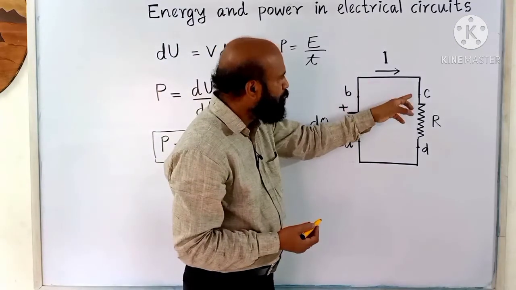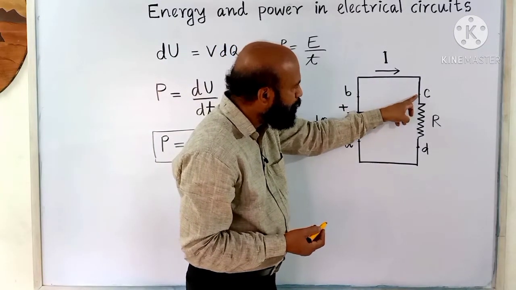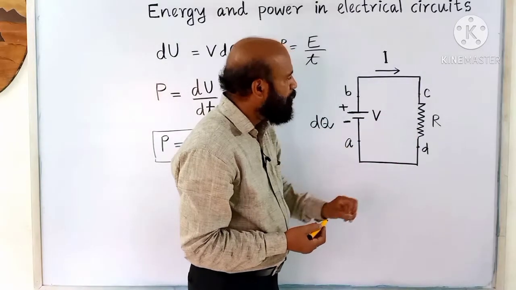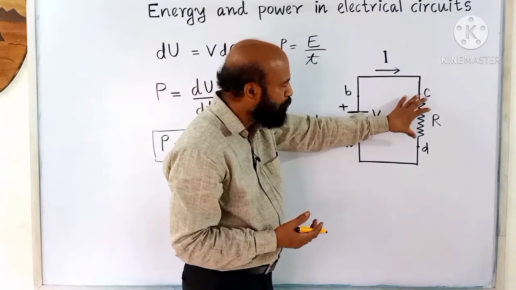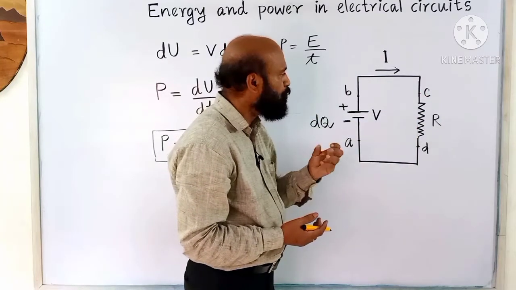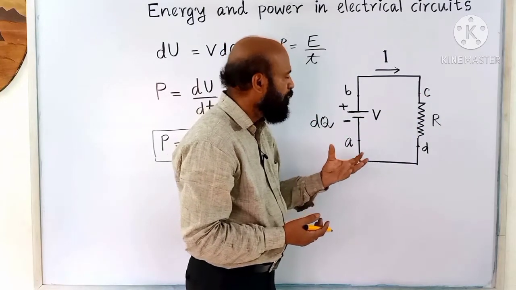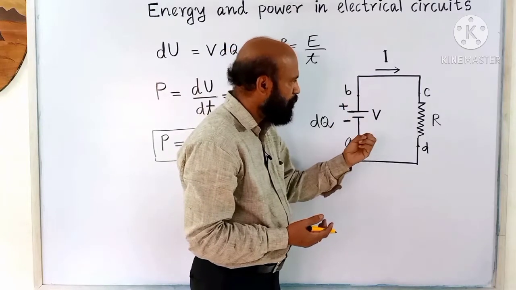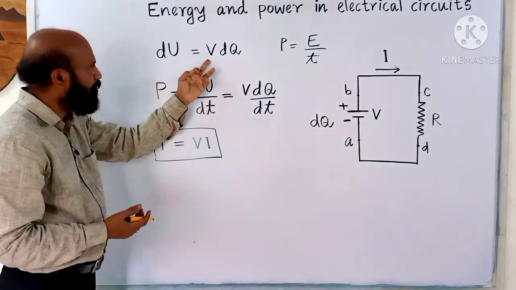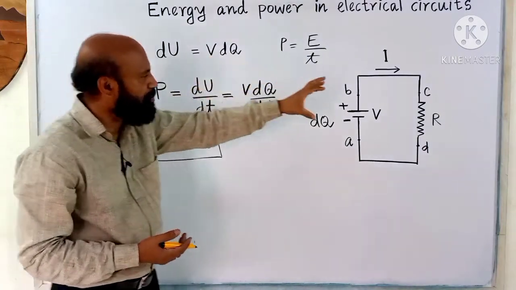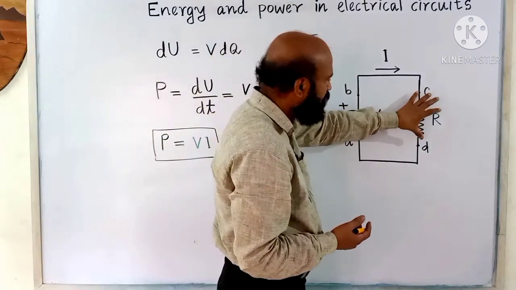The same charge dq is moving from the point C to D. Then when it is interacting with the atoms and due to collision, it will lose the energy. So energy lost or delivered is the same. So V into dq is the energy delivered in the resistance.